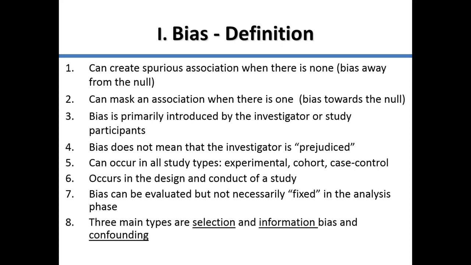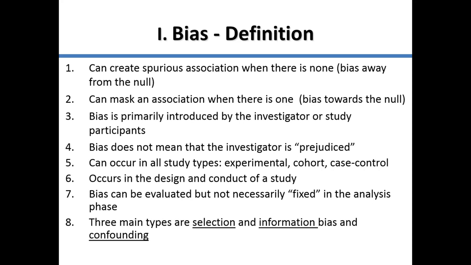Another example, I make up dumb examples and I'm sorry, but let's say you're doing a smoking study and for the control group, you go to a Quaker meeting, and none of them smoke. They don't represent the population. I'm going to get the wrong answer. That's selection bias.